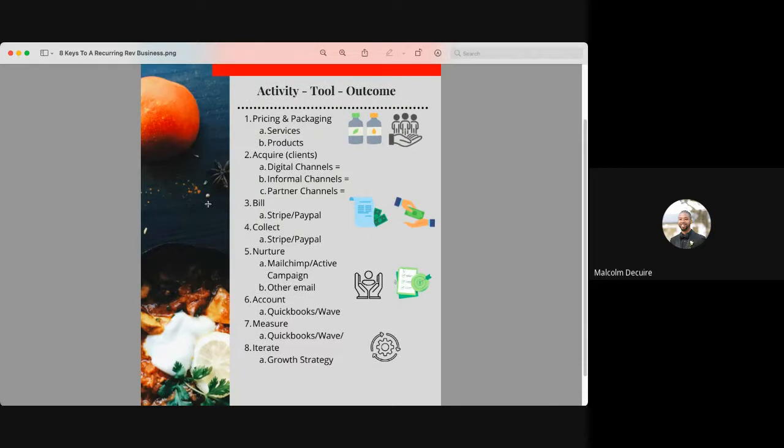The first one is pricing and packaging. The second one is acquiring clients, and this can be through a number of channels. The third and fourth are going to be billing and collecting. The fifth one is going to be nurturing. So how do I constantly engage or remind my audience? And then 6 and 7 are going to be accounting and measuring.